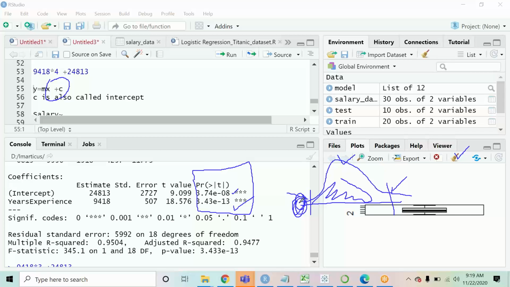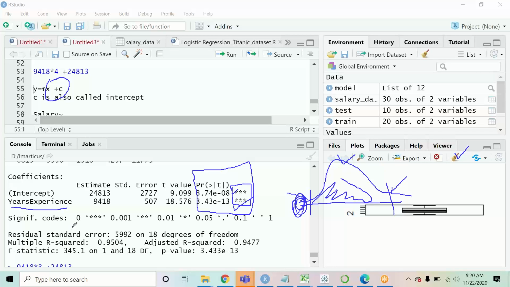If the value is less than 0.05, what does that mean? Is my null hypothesis true or my alternate hypothesis true? Alternate, correct? So your alternate hypothesis is true. That means my model is telling me that years of experience impact salary. This is what the model is telling me, these 3 stars that you see.